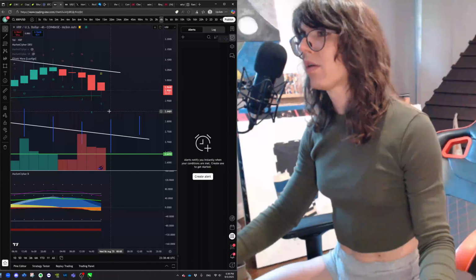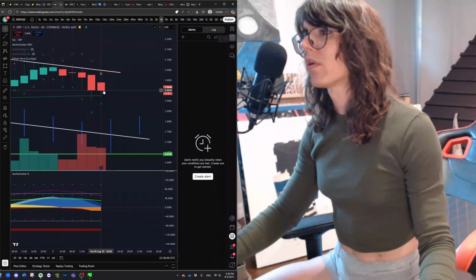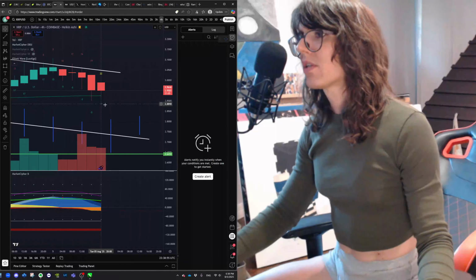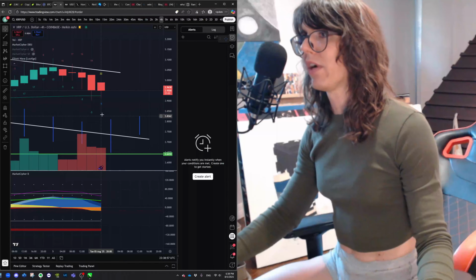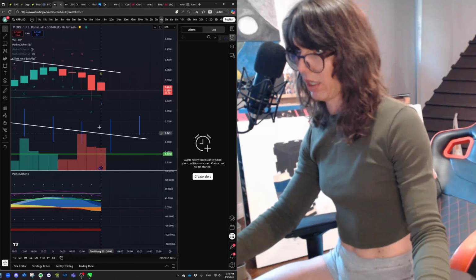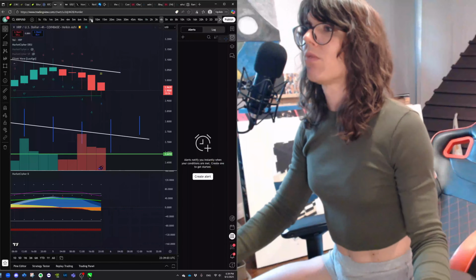We have more strength to the downside. There's no resistance. This is a -5. This was a -5. This was a 19, and this is a 22. So it's going to push down. There's a lot of downward momentum.